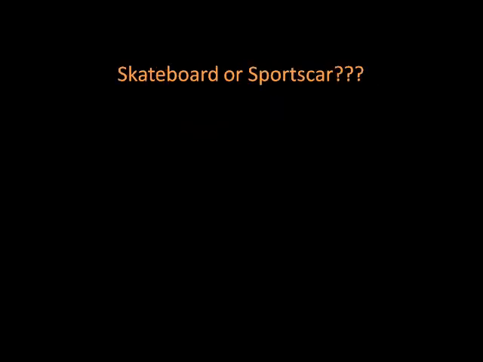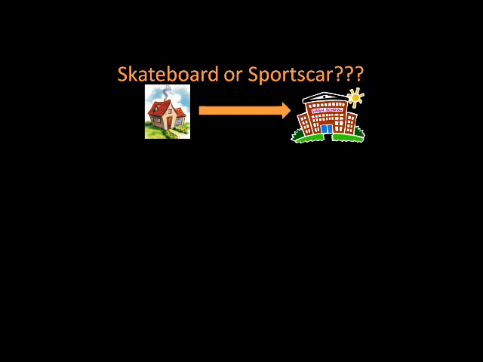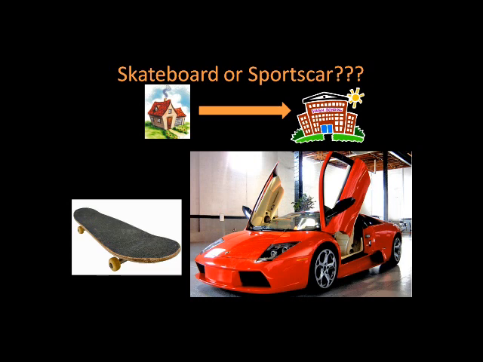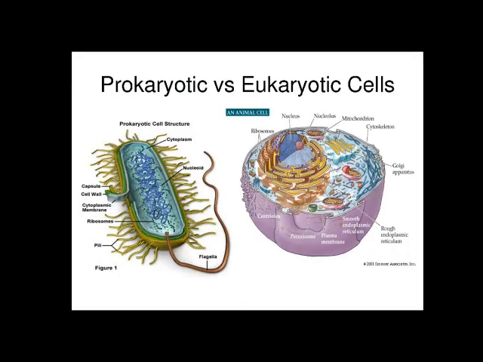I like to use an analogy that I call skateboard or sports car. Both of them are used for transportation, getting you from one place to another. But they are very different. A skateboard is small and very simple, made of only a few parts. Sports cars, on the other hand, are much larger and fancier. Sports cars have a lot of different parts that help them function, such as the steering wheel, engine, battery, gas tank, etc. Just like a skateboard and a sports car, prokaryotic and eukaryotic cells are very, very different.